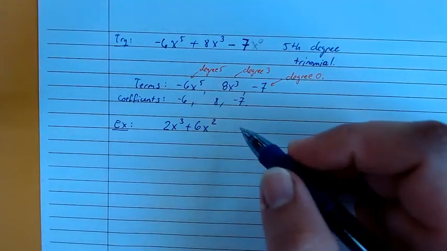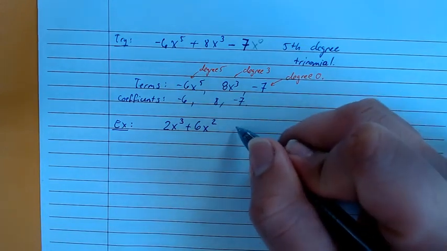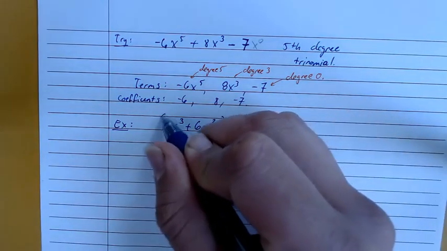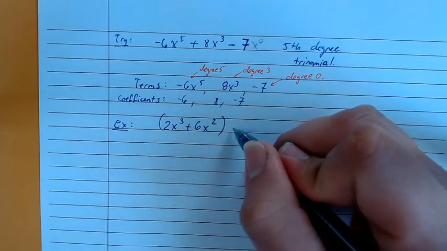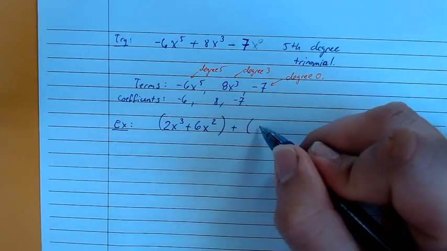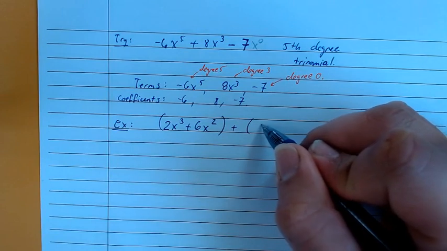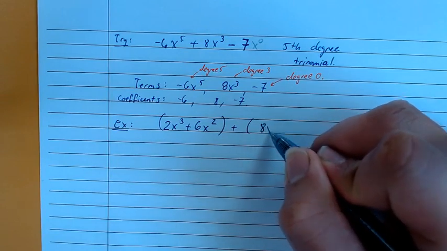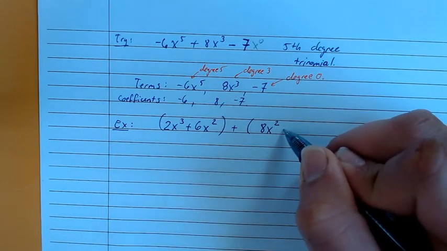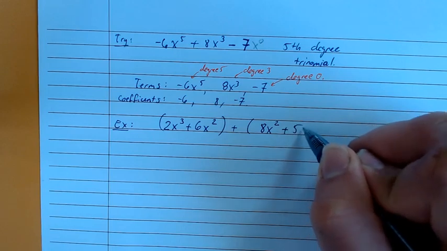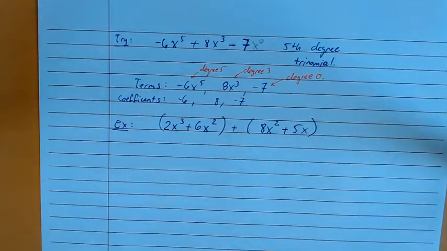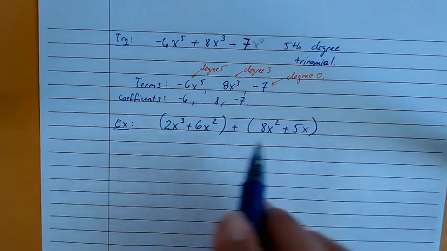Well, let's start off with the simplest operation that we're used to, and that's addition. Let's say I have this binomial. Now to that, I'm going to go ahead and add another binomial. Let's say I have 8x squared plus 5x. Okay? So I'm adding one binomial to another. I'm adding one number to another.